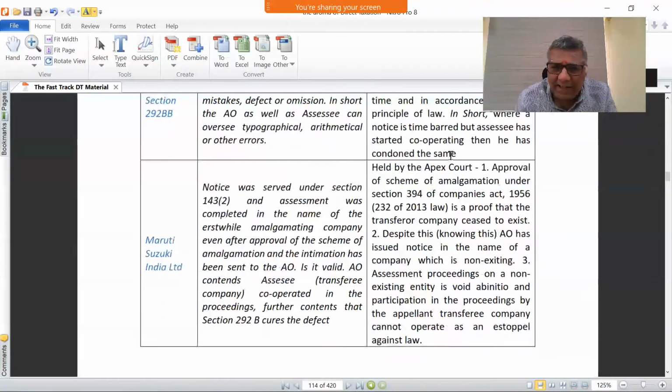Very intricate case law. Notice was served and assessment was completed in the name of the erstwhile amalgamating company, even after the scheme of amalgamation and the intimation, which everybody had approved. The AO contends that the transferee company cooperated in the proceeding, so section 292B, which I just read, cures the defect. Yes, sir, I should have issued it in the right name, no doubt about it, but I issued it this way.